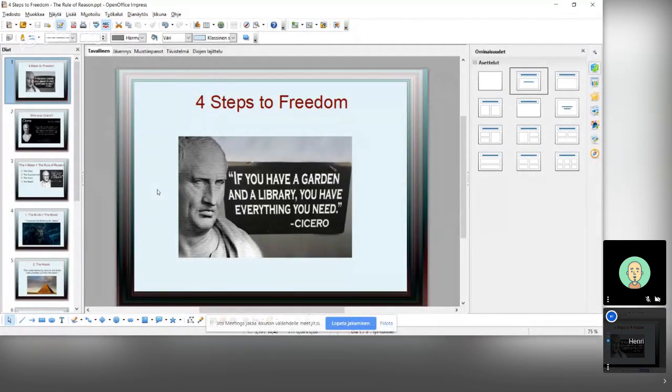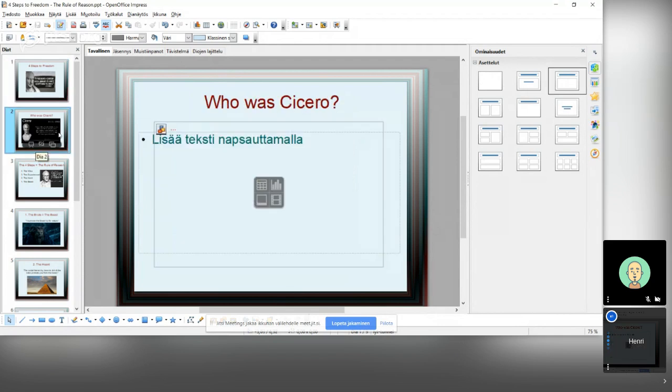Okay, 4 steps to freedom. In Roman times, there was a guy called Cicero. During his lifetime, he made some remarkable inventions, considering the legal side, the philosophical side, and especially rhetoric. So he was master of speech. There's a quote by him: "If you have a garden and a library, you have everything you need." And this tells a lot about this man in general.